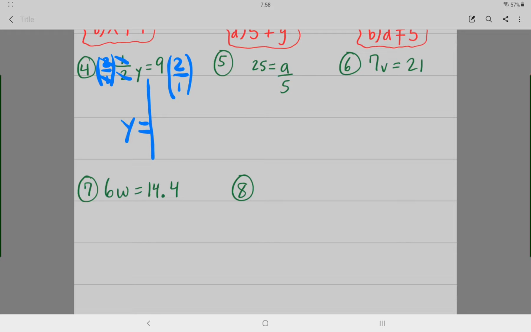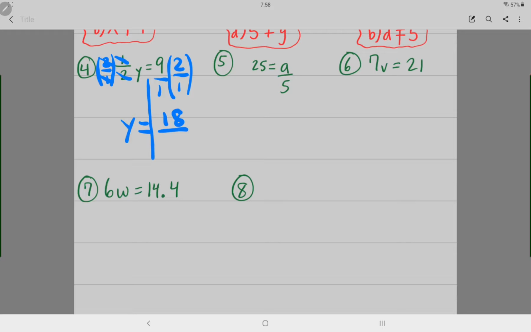So another strategy I like to do here is just to make them both fractions. So remember, to make a whole number a fraction, just put it over 1. So it's really 9 over 1. So 9 times 2 is 18. Again, I'll just multiply it out so you see what I'm doing.